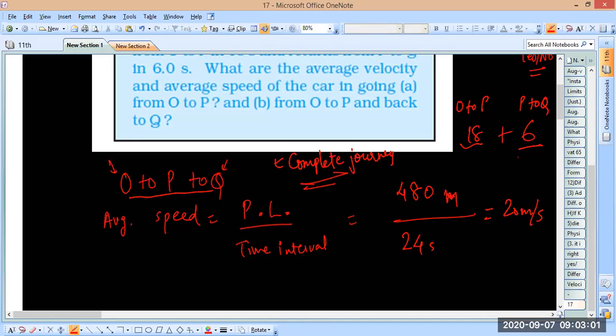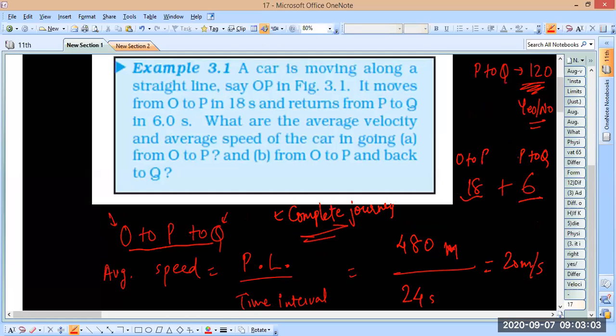No challenge, Sahil. Velocities cannot be added in this manner. Velocities cannot be added like you are saying. That's why it won't work.